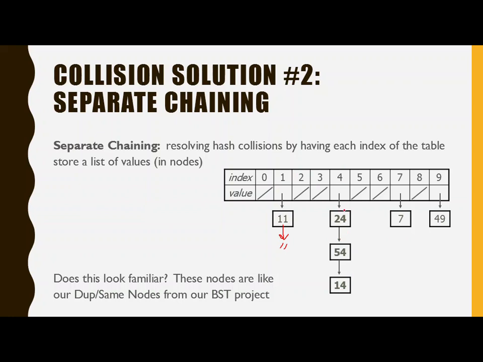Again, you still have this problem of pushing it toward an n-based complexity, but we're going to look at some ways to solve this. But this should look very familiar. If you're in class and you did the tree map project, the index project, you'll see that this looks a lot like our dupe and same nodes, right? These are very much like the nodes that we used in that project, almost exactly the same idea.